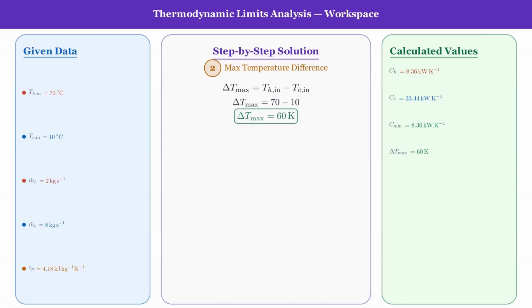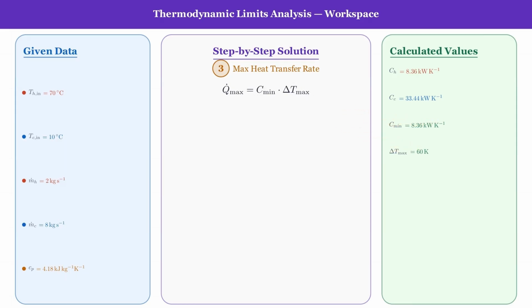It represents the absolute maximum temperature difference that could ever drive heat transfer between these 2 streams, and it occurs at the inlet ends of a counterflow arrangement. Step 3. Compute the maximum heat transfer rate. With Cmin and delta T max both established, the maximum heat transfer rate follows directly from the fundamental capacity rate equation. Q dot max equals Cmin times delta T max.